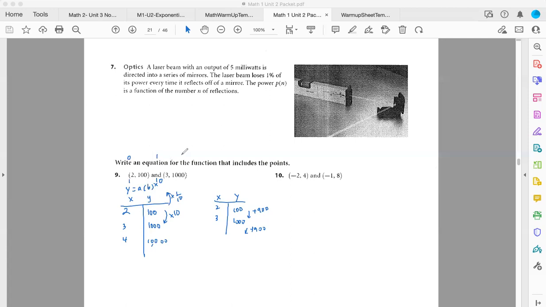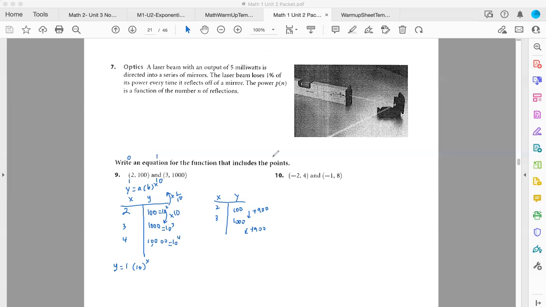So 0 gives me 1, and that's my a. So it's y equals 1 multiplied by 10 to the x, or just 10 to the x, 10 to the first, 10 to the second. You can see here that if you have 2, you get 100, which is 10 to the second, 10 squared. This is 10 squared. This is 10 cubed, 10 to the x, 10 to the fourth, 10,000. Or 1 multiplied by 10 to the x.